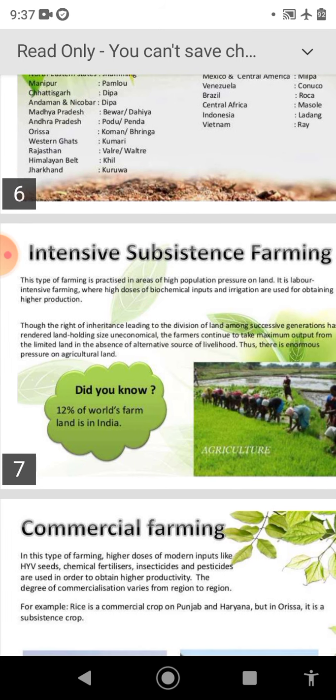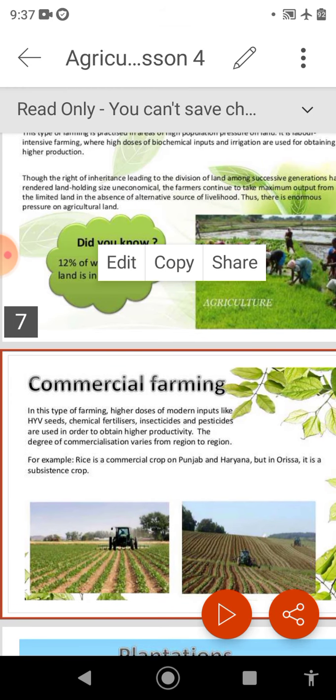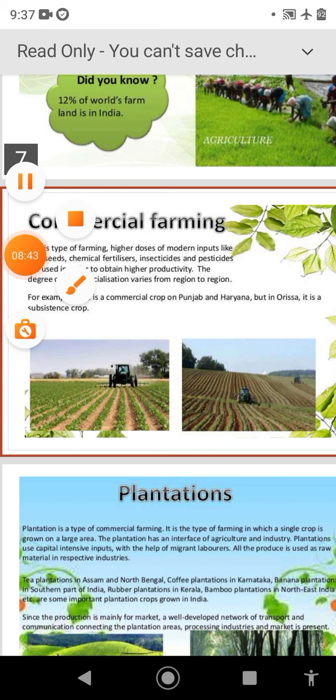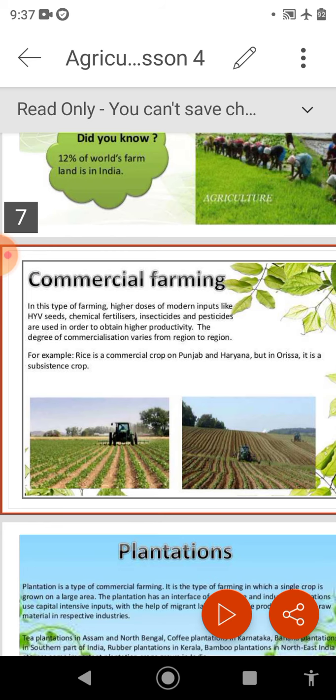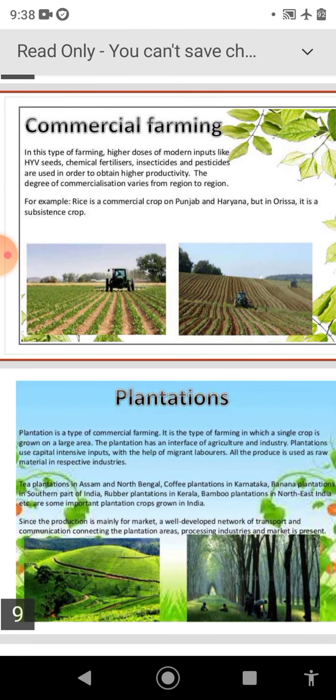After that, we'll discuss commercial farming. This type of farming is practiced to sell the agricultural produce in the market. As per the market condition and the geographical condition of an area, farmers are growing those crops which can be sold very easily in the market. In this type of farming, there is higher or maximum use of modern inputs like high yielding variety of seeds, chemical fertilizers, insecticides, and pesticides in order to get maximum produce.